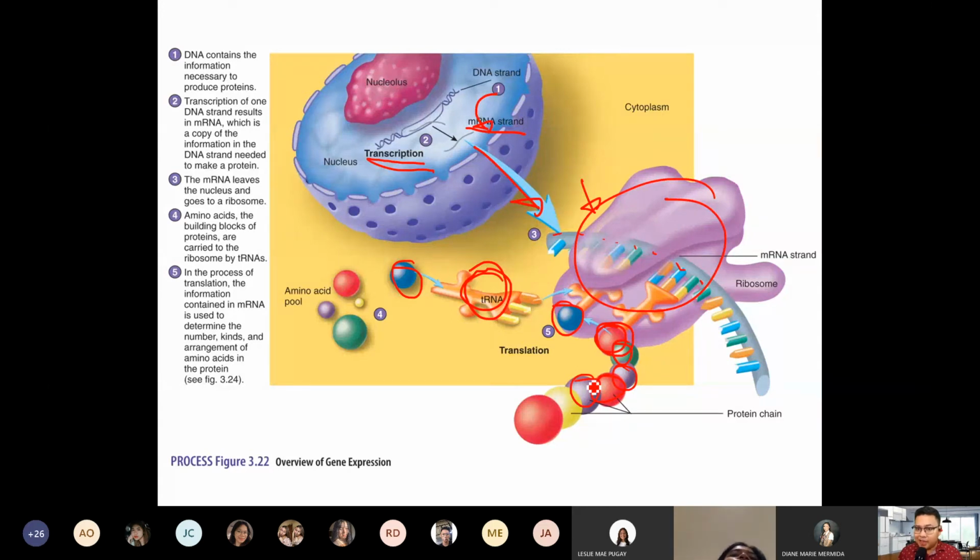Remember, amino acids become protein. Okay? As to what specific type of protein it forms, it depends on the combination and arrangement of amino acids.